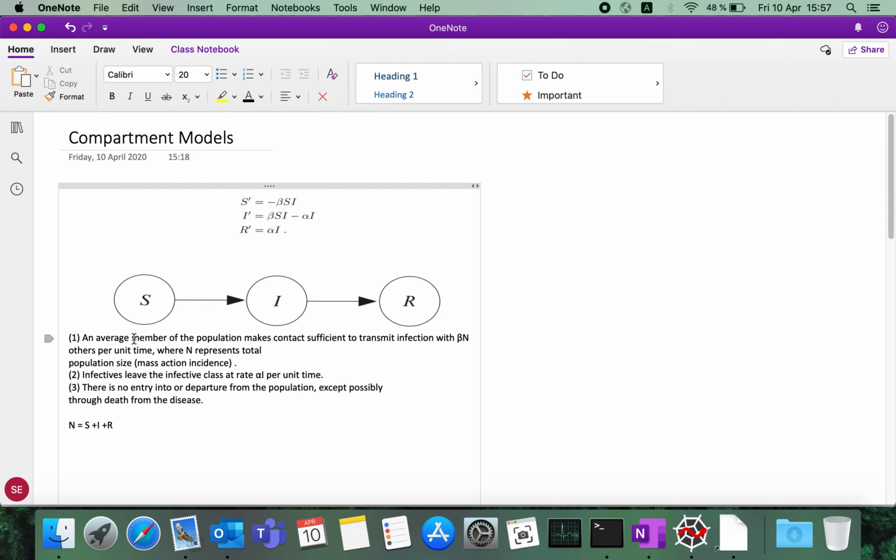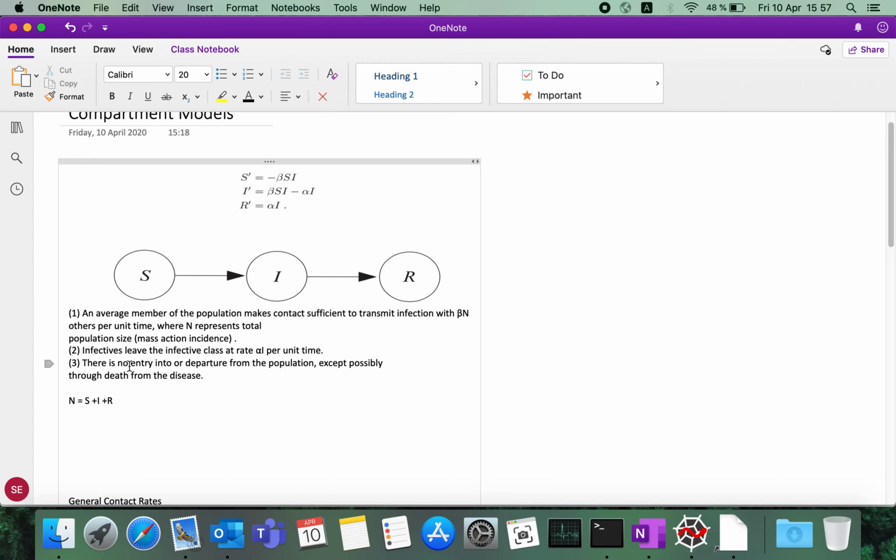Now the first differential equation basically says that an average member of the population makes contact sufficient to transmit infection with the rate of beta N. Beta is a constant which represents the contact rate, and N represents the total population under study. The second one says that infectives leave the infective class at the rate alpha I per unit time. So alpha again is the rate of recovery.